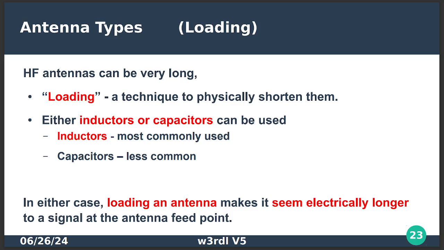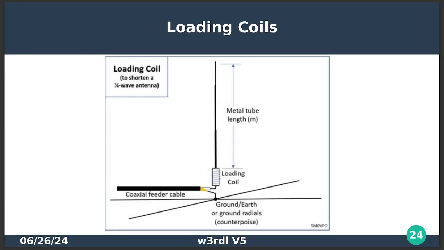So in either case, loading an antenna makes it seem electrically longer to a signal at the antenna feed point. And here's a little example. You've got your ground plane at the bottom. You've got a loading coil in here. The most popular loading coil is a Wolf River coil, but there are others. You've got your feed line coming in and your antenna. Now you'll notice this antenna looks like it's got a point there and a point there where it gets narrower. Those antennas are usually a 17-foot that collapses down. It's telescoping. And it collapses down to just a foot and a half, 2 feet long. A couple of people in the club use those.